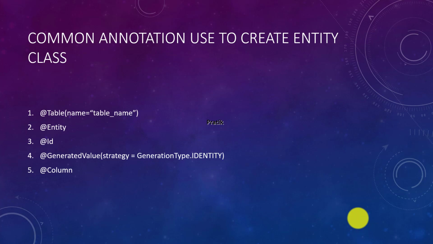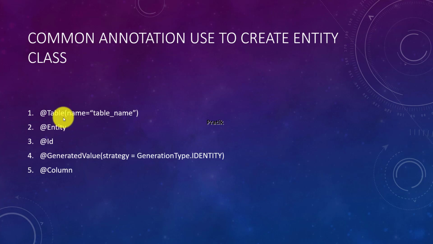Now let's create the entity for it. So basically these are some common annotations we are going to use while creating the entity: Entity, Table, ID, GeneratedValue, and Column. So these are all the annotations we are going to use.